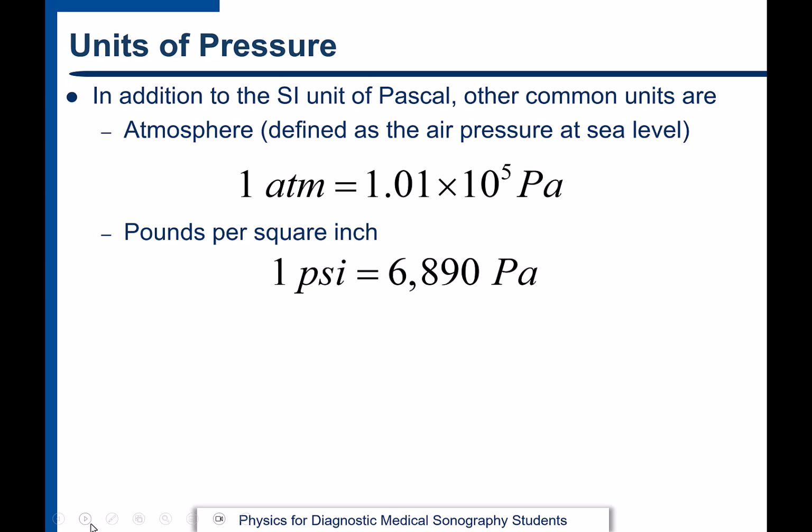Another unit of pressure that you're probably familiar with is pounds per square inch. So if you've ever filled up the tires of your car or your bicycle, you know that that is usually measured in PSI, pounds per square inch, where 1 pound per square inch is equal to 6,890 pascals. So just different units to measure pressure with.